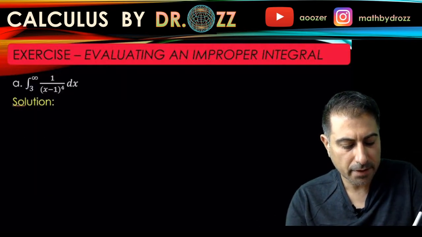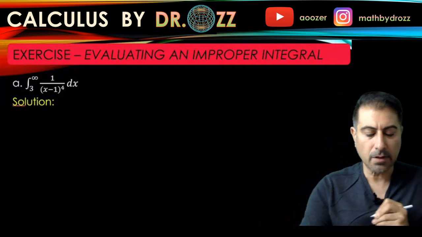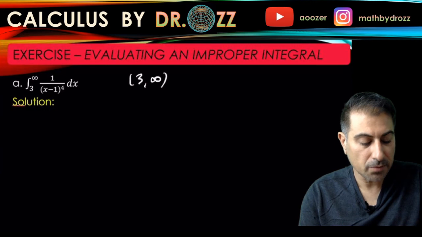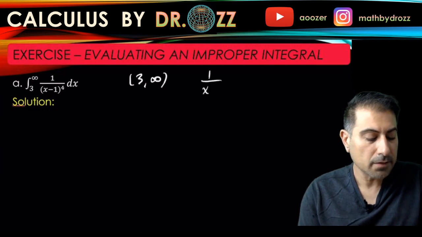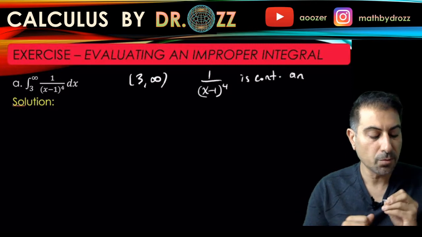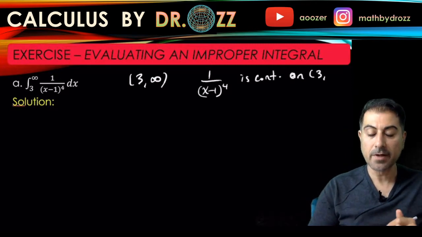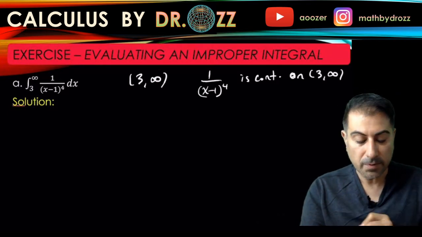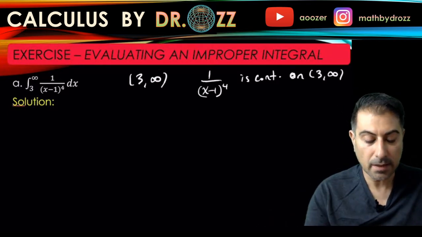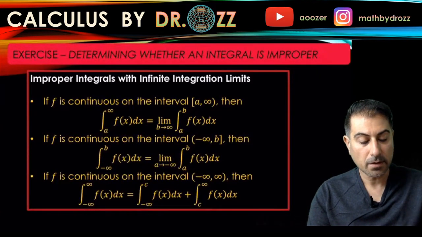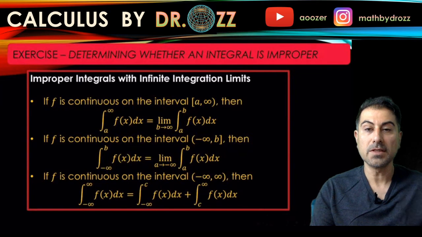So I can go ahead and write that the interval of integration is 3 to infinity, and 1 over (x minus 1) to the fourth is continuous on that. Okay, so we have no problem with that, but just because one of the limits is infinity, we're going to treat it the way it's explained in this table here. So we have continuity, check mark, and then we have one of the limits to be infinity.